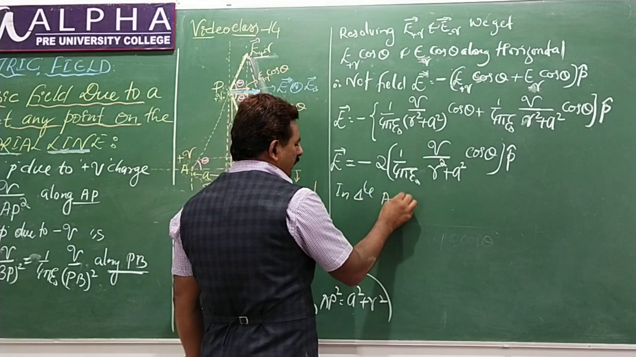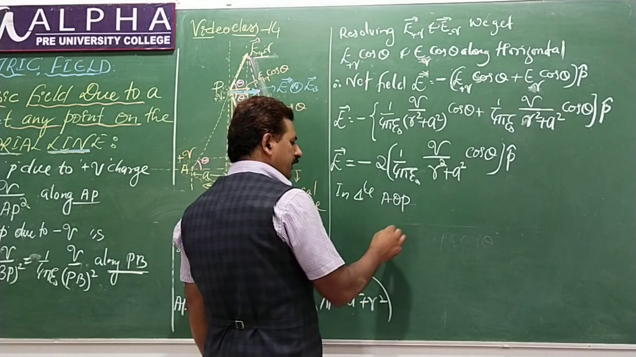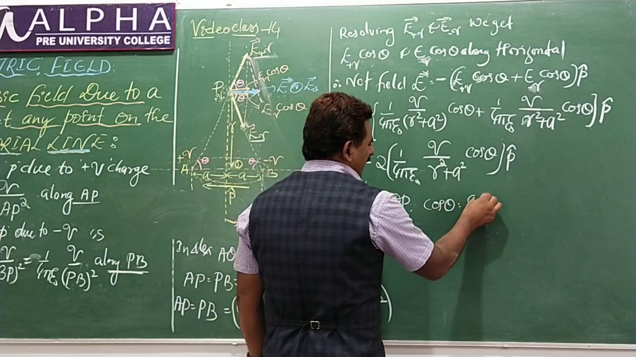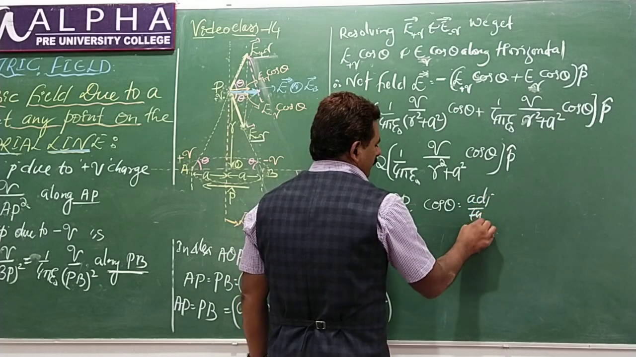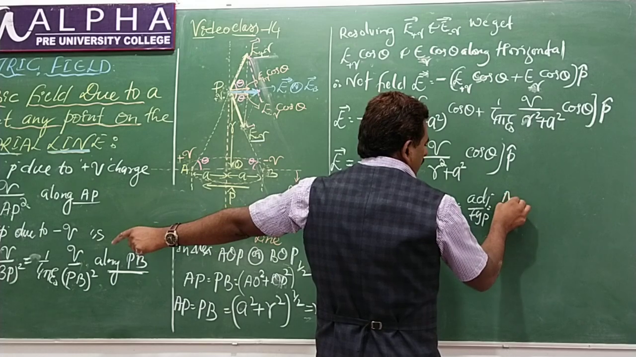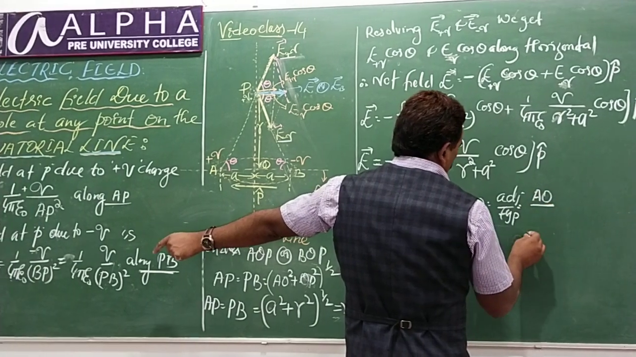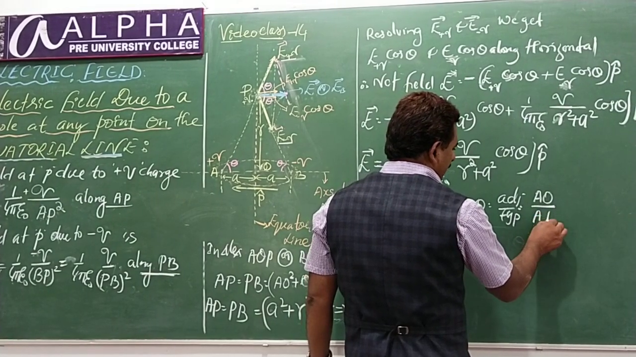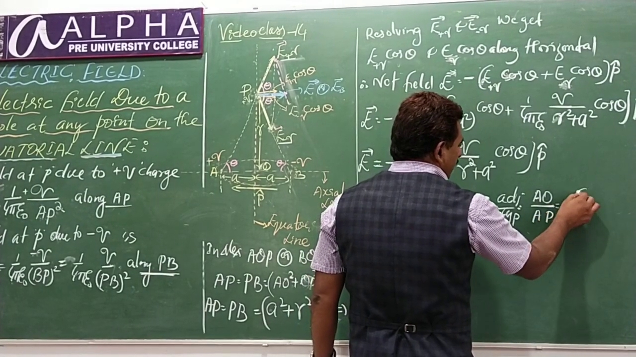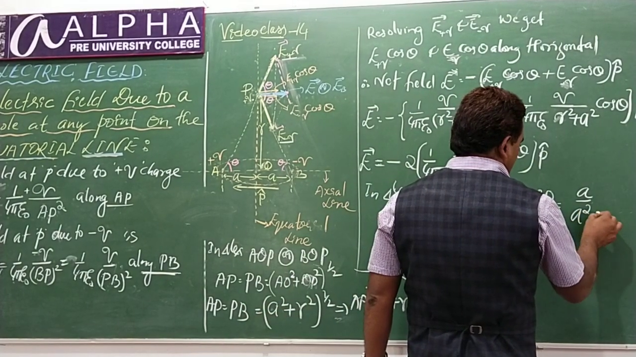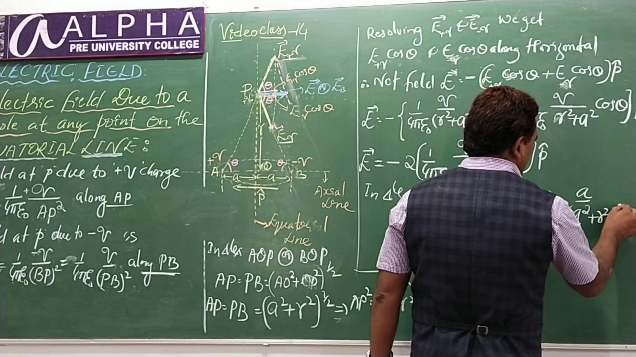Now, in triangle AOP or BOP, take any of the two. What is cos theta? Cos theta means adjacent divided by hypotenuse. What's adjacent there? See the triangle AOP, AO. What is hypotenuse? Hypotenuse is AP. What is AO? A. What is AP? See here, AP is A squared plus R squared whole to the power half.